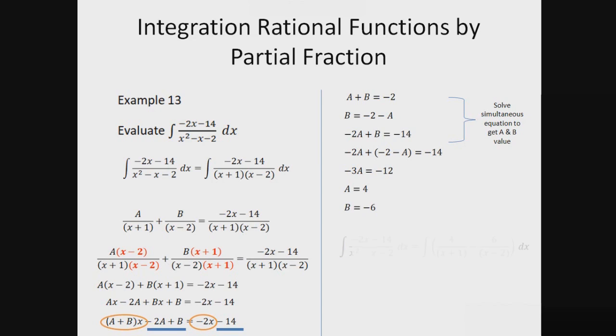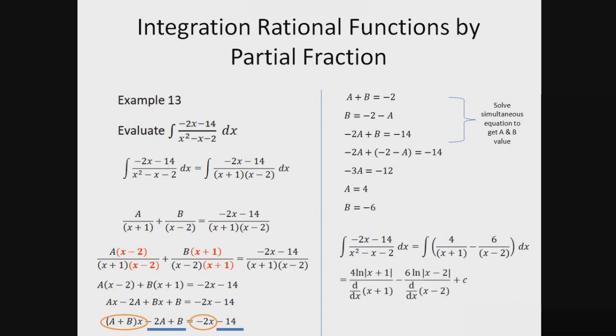And then we substitute the values of a and b into the integral. So we get the integral of 4 over (x plus 1) minus 6 over (x minus 2) dx. So by looking at the integral properties table, the final answer for this integral is 4 ln|x plus 1| minus 6 ln|x minus 2| plus c.